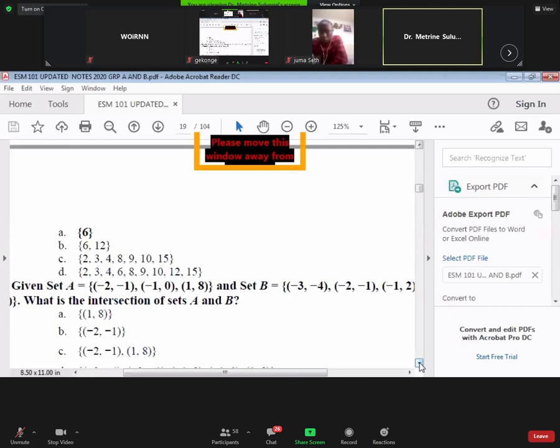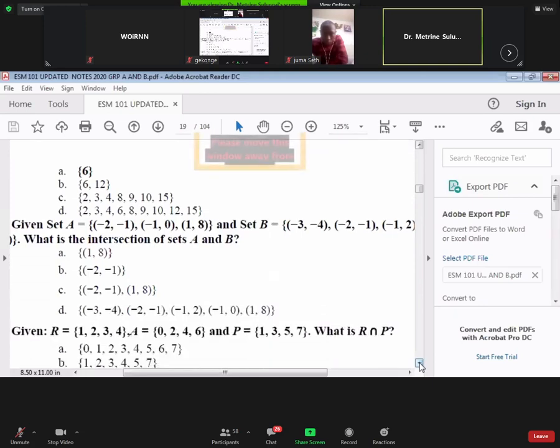Intersection of set A and B. What is common? The one that is common is negative 2 and negative 1. Those points are appearing in both the sets.